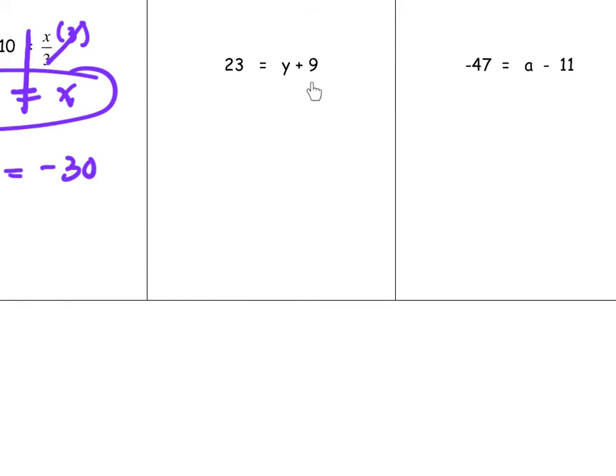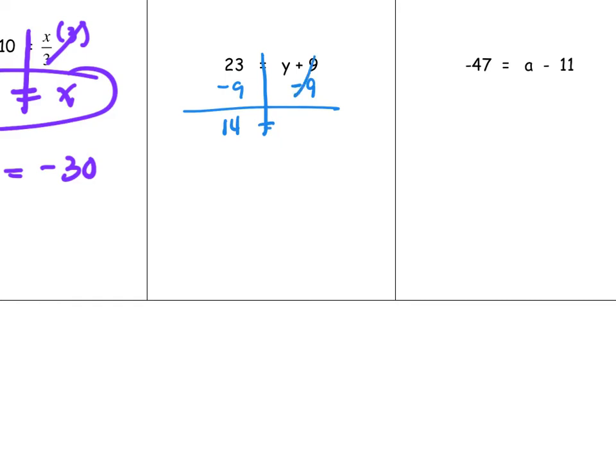I'm going to choose to solve it as is, just so you know it's possible to do this. I'm going to start on the right side because that's where the variable is. That tells me what I need to do. So because I see that 9 is being added to the variable, I'm going to subtract 9 on both sides. So on the left side, 23 minus 9 is 14.